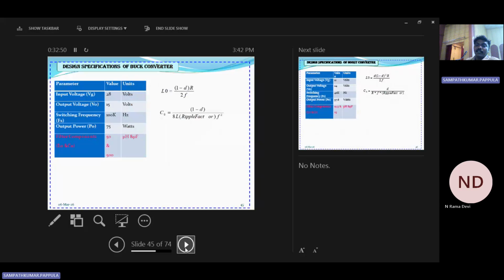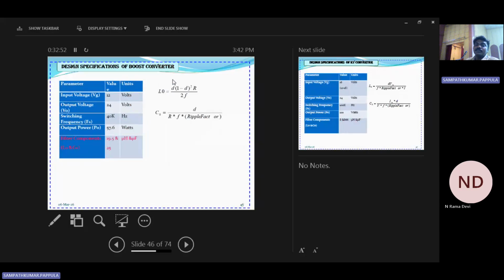Okay. Similarly, for the boost converter, here they are considering 12 volts input and 24 volts output. Switching frequency here they are considering only 40 kilohertz. And output power they are requiring to drive their load is 57.6 watts. Based upon that, they calculate the inductor value and the capacitor value.